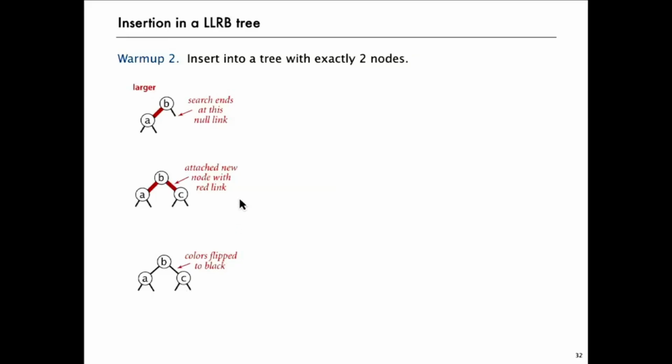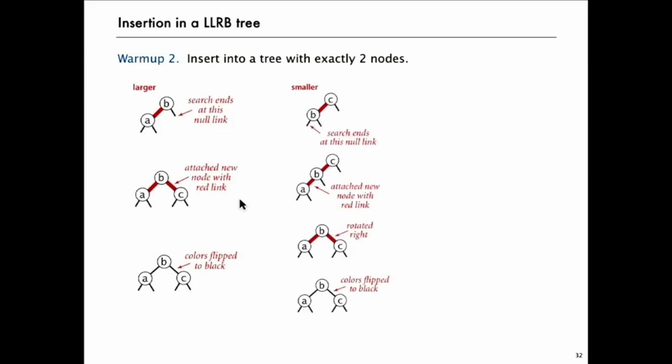But let's look at the other 2 cases, and understanding these is crucial to understanding the whole algorithm. Let's say the new key is smaller than both of the keys in our 3 node. Well, we attach a new link at the left of the smaller node, and now we've got a fine BST, but it has 2 red links in a row. And that's something that's not allowed.